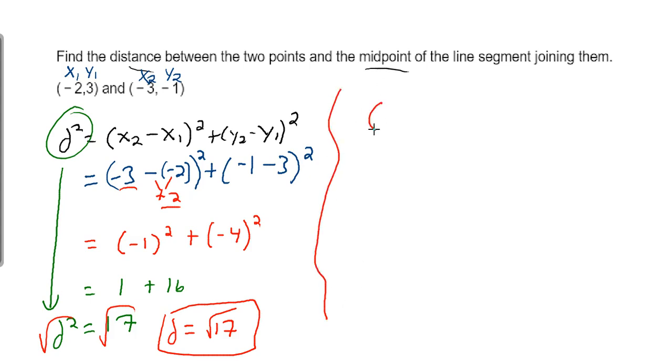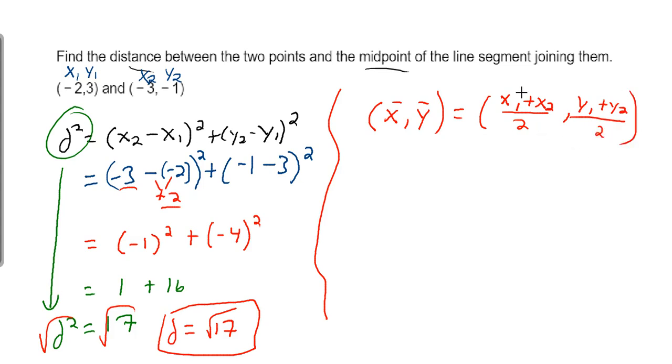For the midpoint, we'll use this formula, x bar, comma y bar. And remember, the bar means we're taking the average. So to average the x values, we add them together, x1 plus x2, and divide by 2. For y bar, we average the y coordinates, so y1 plus y2 divided by 2. And we have the formula set up as an ordered pair because this is a point that we're finding.